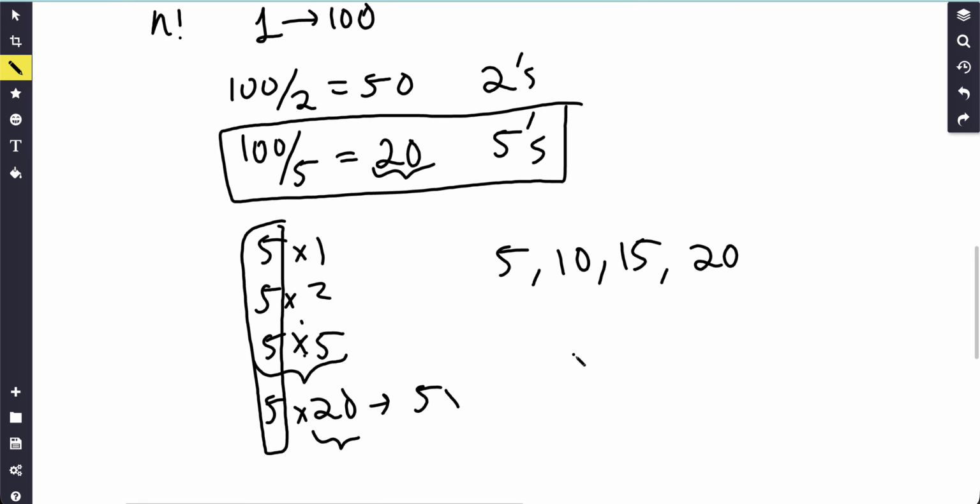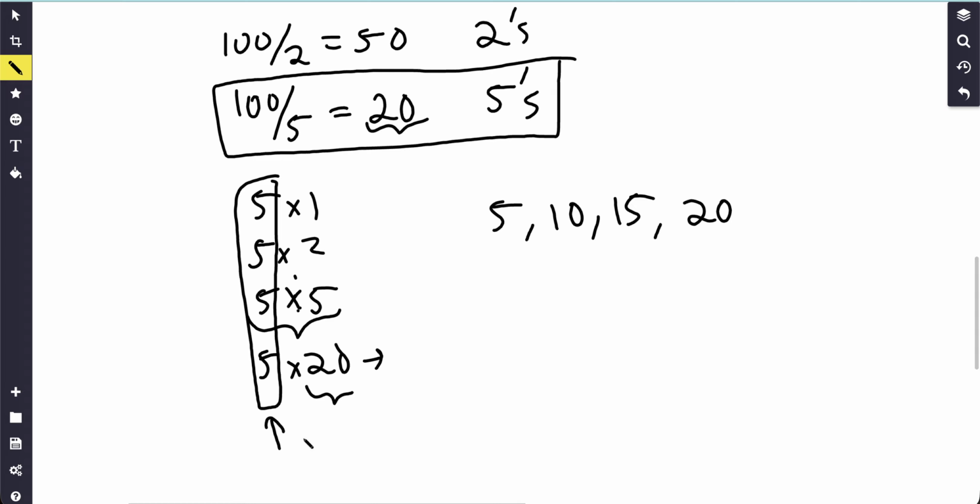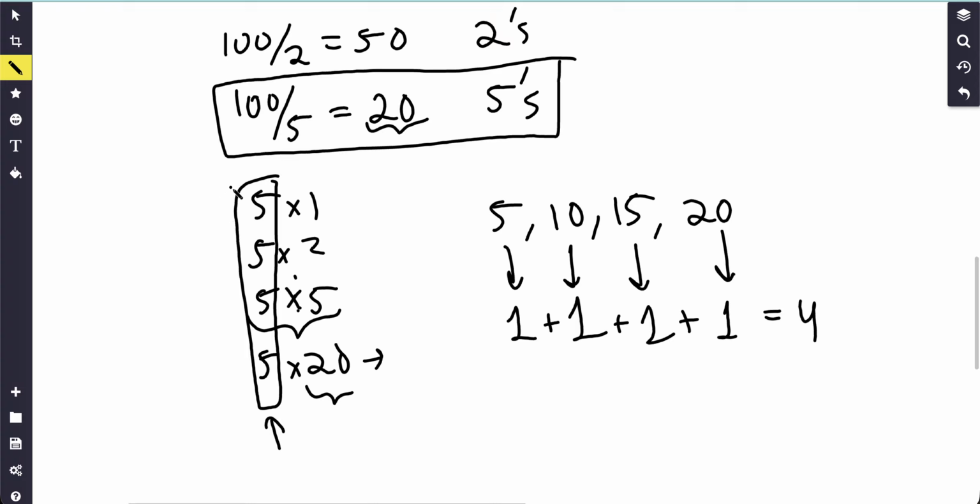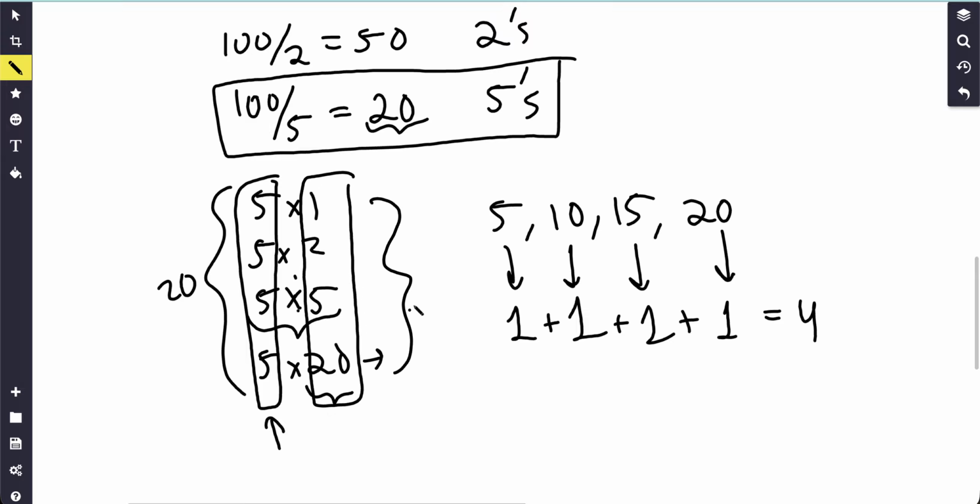So the numbers that we can multiply this left row with that are going to contribute an extra 5 are 5, 10, 15, 20. 5 is contributing an extra 5. 10 is going to contribute an extra 5. Same with 15, same with 20. So we add them up to get 4. In addition to the 20 5's we have on this column, the right column here is going to contribute 4 more 5's. So in total, we have 24 5's to work with.